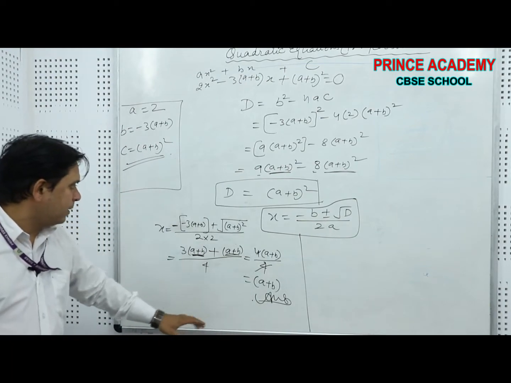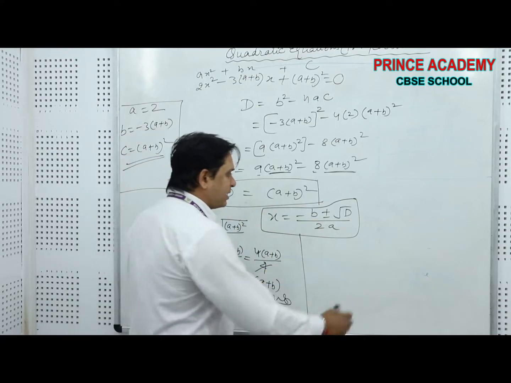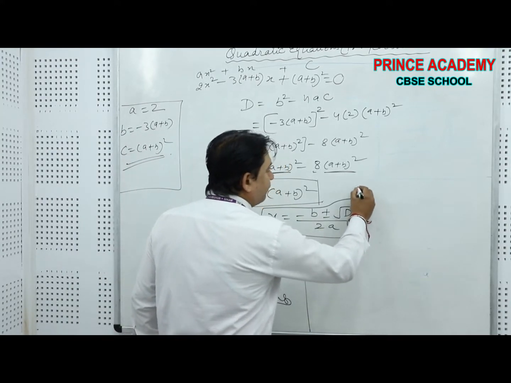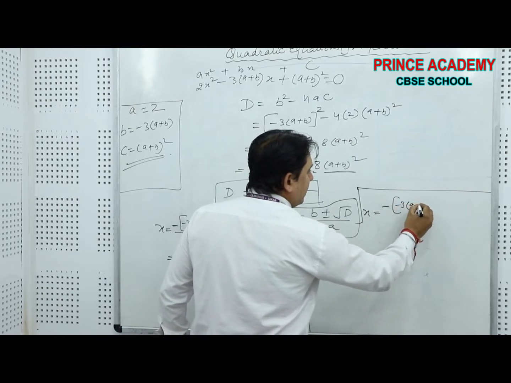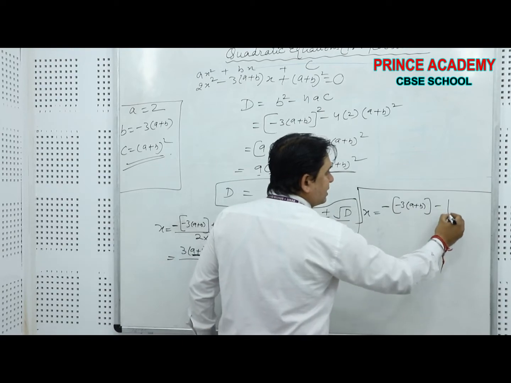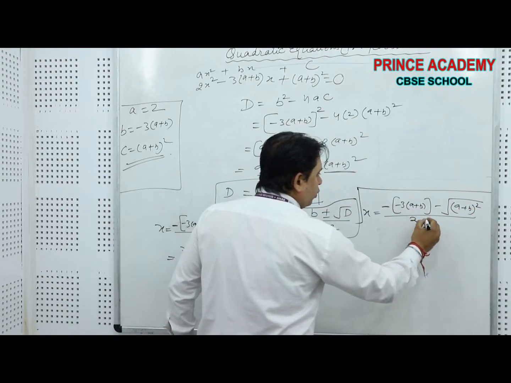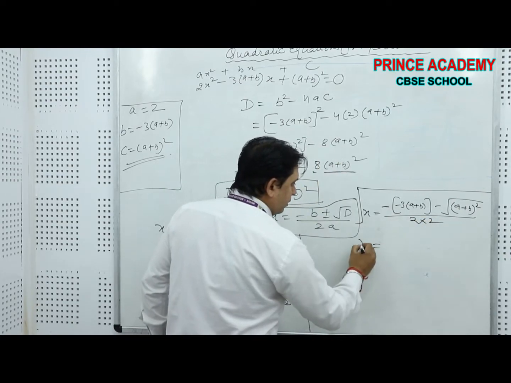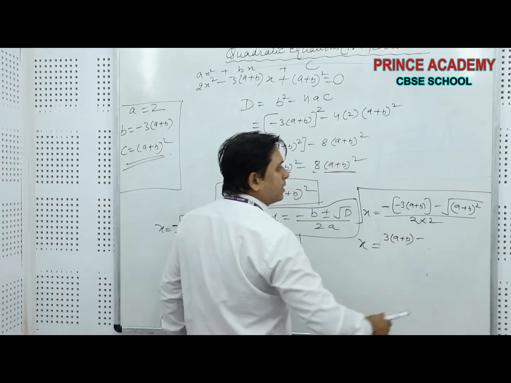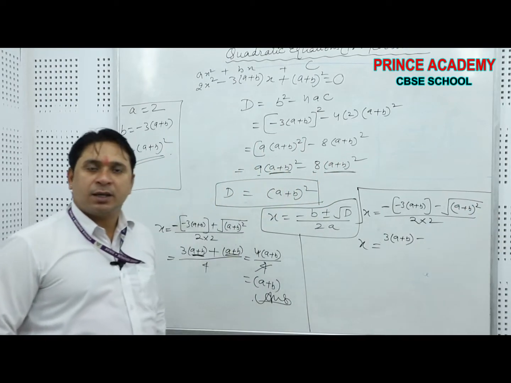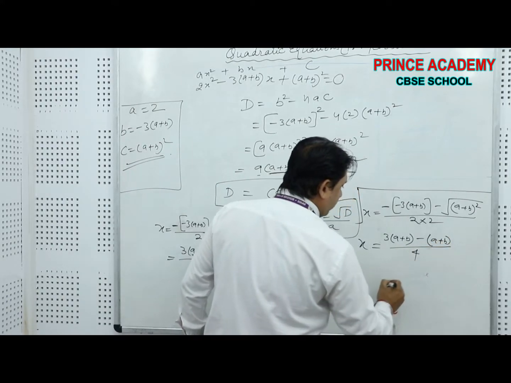Okay, done. Now what do we have to find? Another value of x. This value will be x is equal to minus b minus root d divided by 2a, minus minus plus 3 into (a plus b) minus. The square will remove the root, yes or no? What will it be? (a plus b) by 4.